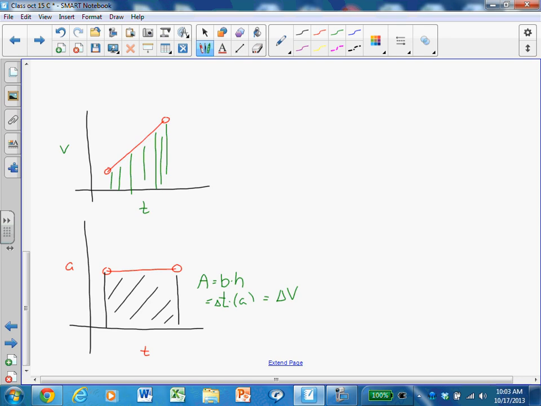But let's take the area here. Area, we'll just do base times height. The base is delta T, and the height is average velocity. That's where VI plus VF over 2 comes in, right? You see that? So what is delta T times V bar? Delta S. So we get to go up this way.